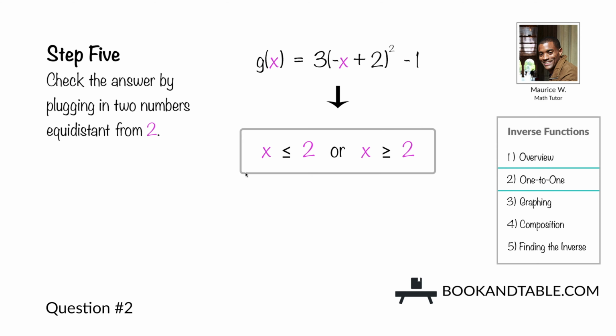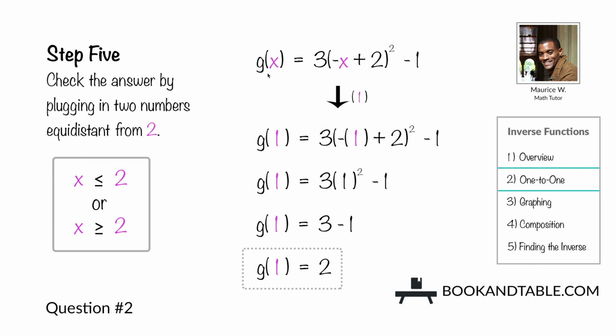And now step 5, we check the answer by plugging in two numbers equidistant from 2. So we'll plug in 1 and we'll plug in 3 to see if they produce the same output value for the function g. So g of 1 is equal to 3 times (negative 1 times 1 plus 2) squared minus 1. Negative 1 plus 2 is positive 1. 1 squared is 1, giving us 3 times 1, which is 3. And 3 minus 1 is equal to 2. So g of 1 is equal to 2.